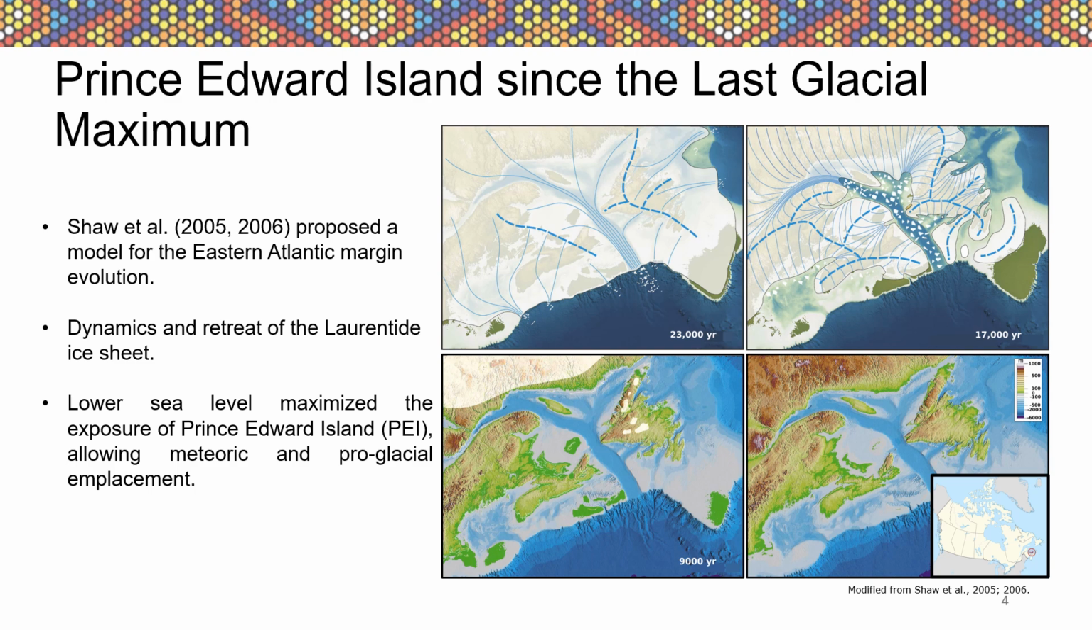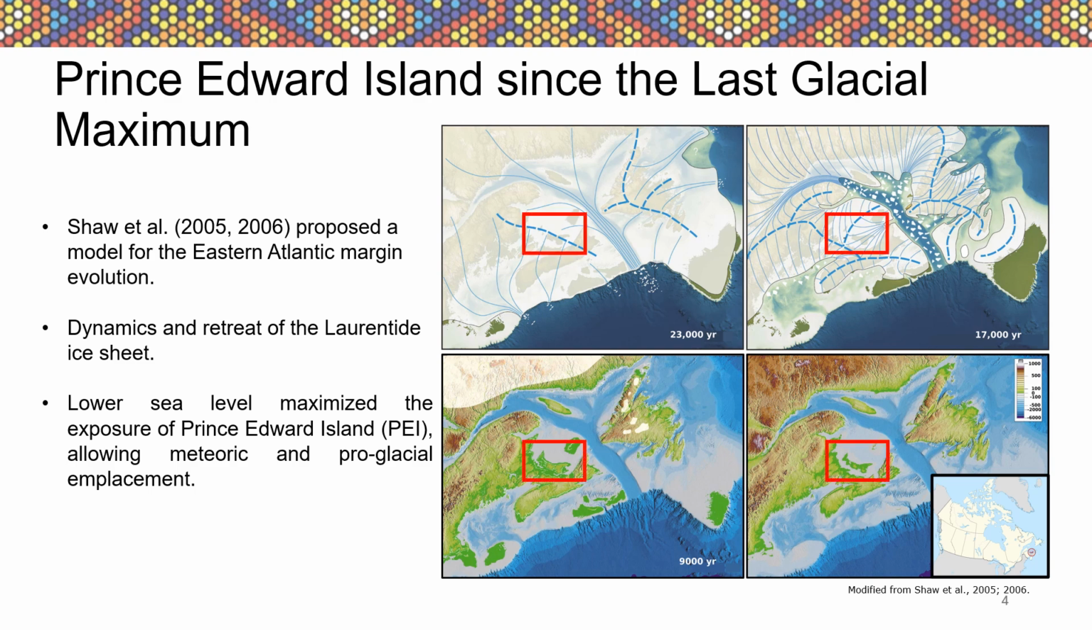So why Prince Edward Island? PEI is located in Atlantic Canada, and Shaw and collaborators in 2005 and 2006 proposed a model for the Eastern Atlantic margin evolution. Here in this figure, PEI is inside this square red box.